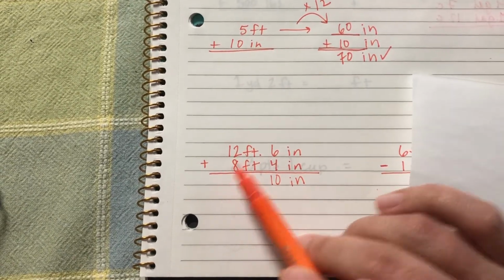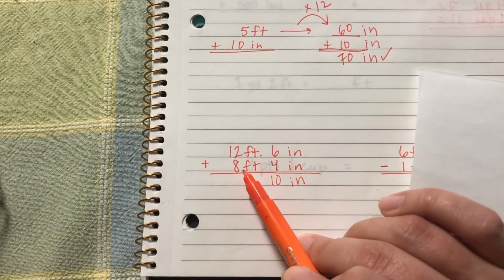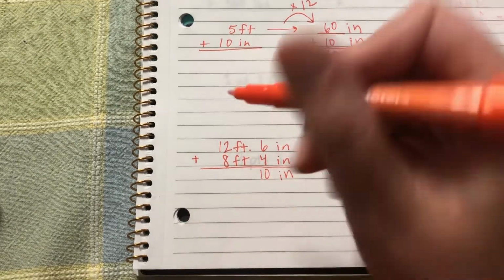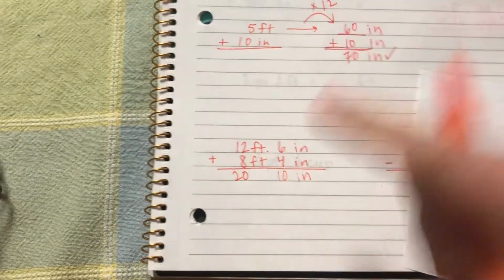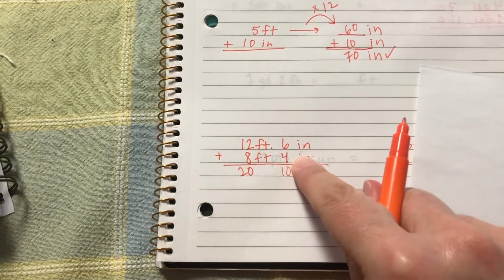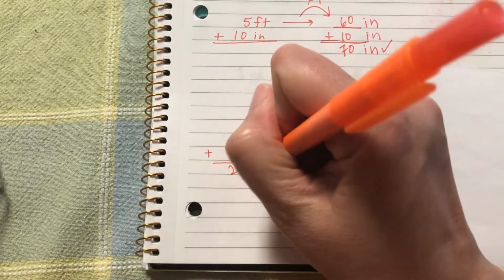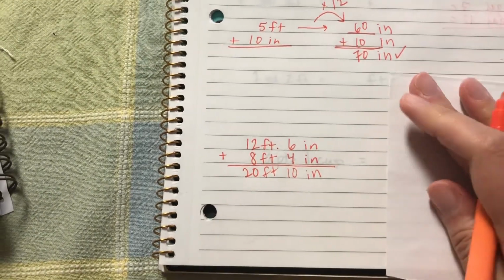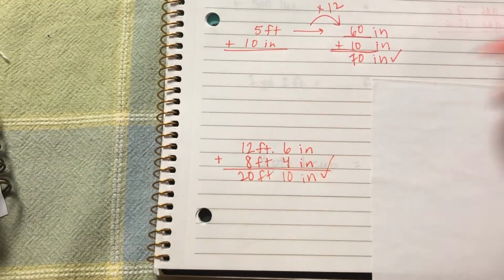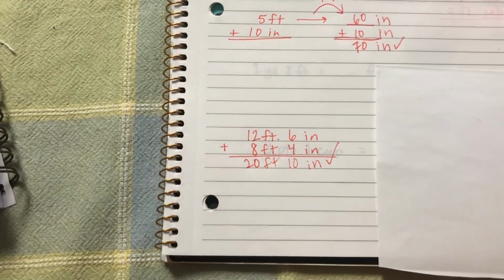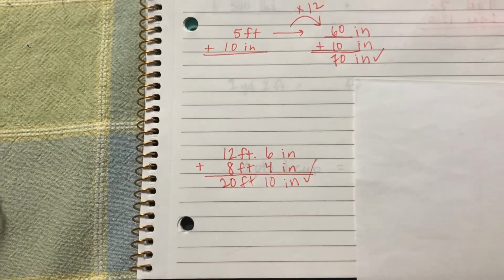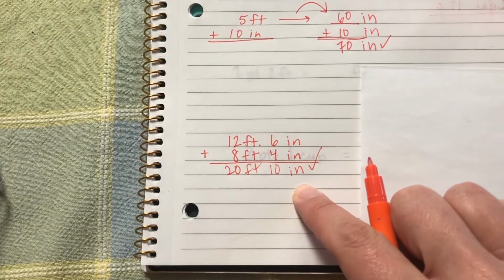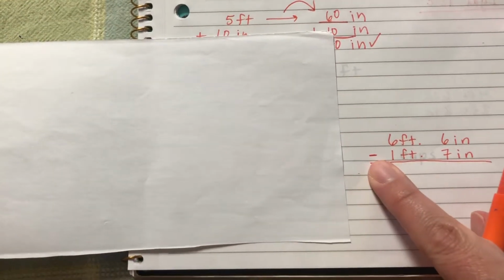And then I can just add the feet and feet because they're the same unit. So then 12 plus 8 is 20. So if I add these two amounts, we have 20 feet, 10 inches, and then we're set. Okay, we don't have to draw a picture. Are we allowed to draw a picture? Absolutely. But with this one, you don't necessarily have to. Okay, next one. This one is subtraction.